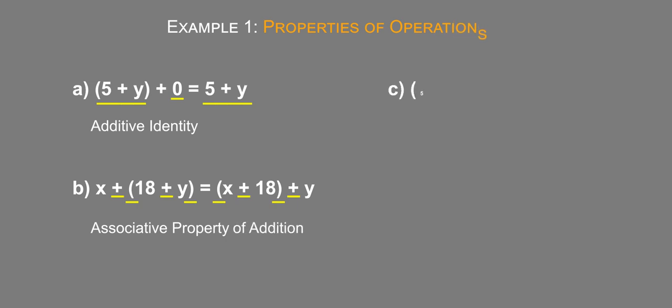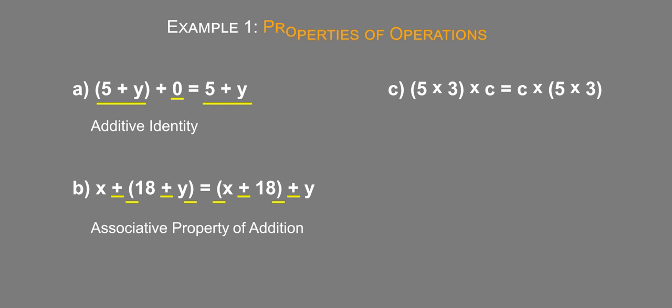With part C, this is an example of just because something has parentheses. Part A is sort of an example of that as well, but we lose the parentheses on the right side. With part C, we still have parentheses on the right side, but that doesn't mean it's the associative property. If you take a look at this one, we have (5 times 3) times C equals C times (5 times 3). So the order changed. The 5 times 3 went to the right of C and is being multiplied still.